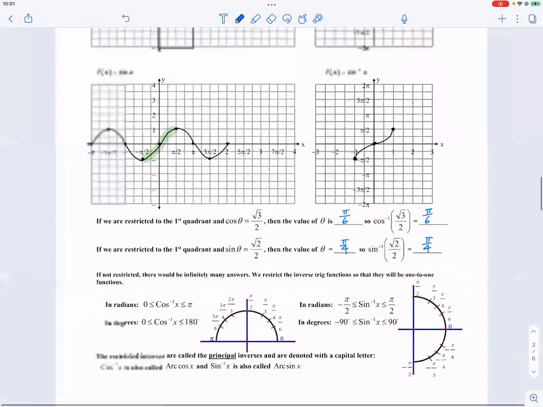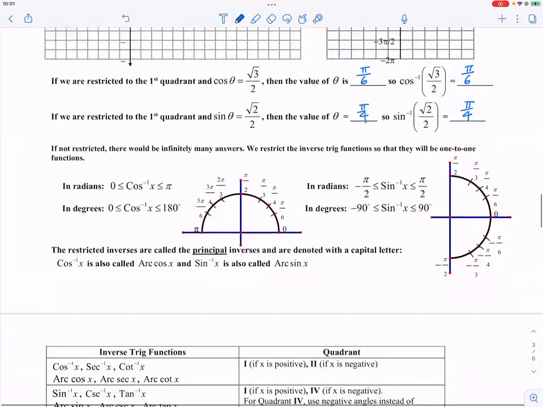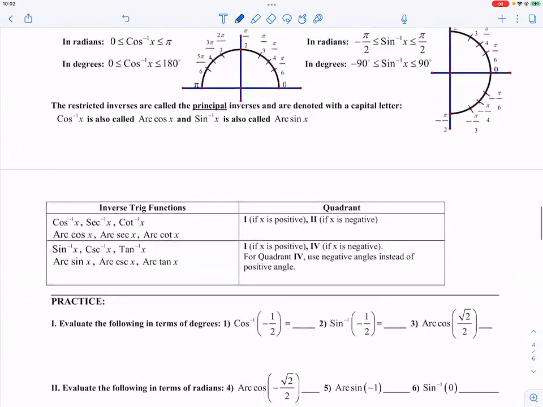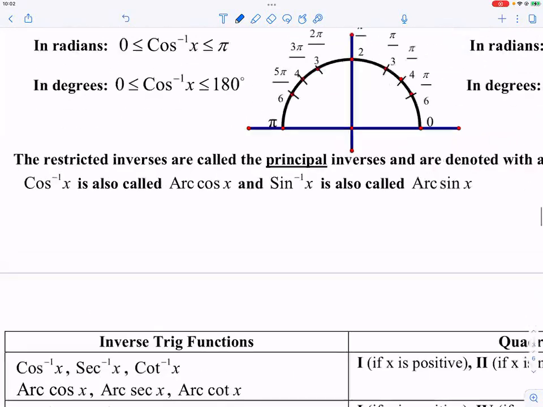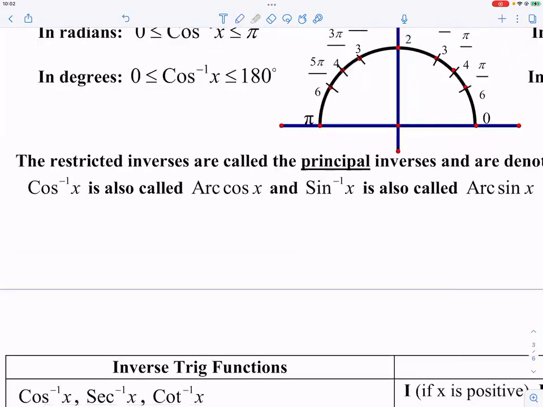Now, quadrant 1 is not that hard. I think the most challenging one is when you see a negative value, then you need to know your quadrants. So that brings you to the next page. Well, hold on. Before I bring you to the next page, just go ahead and highlight this stuff right here.